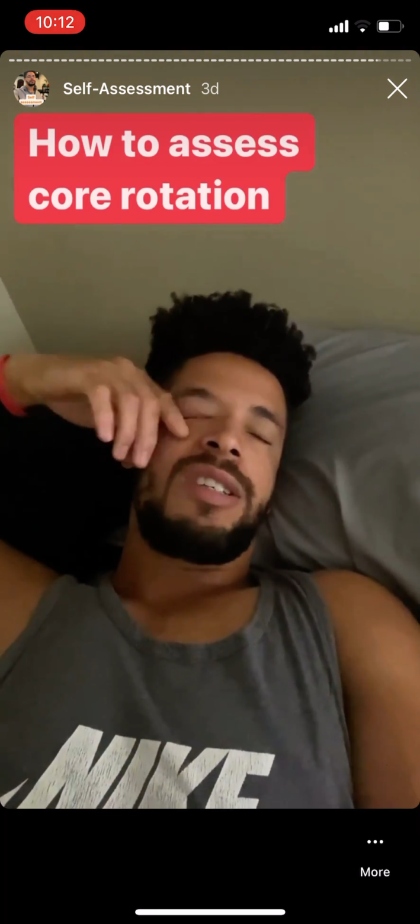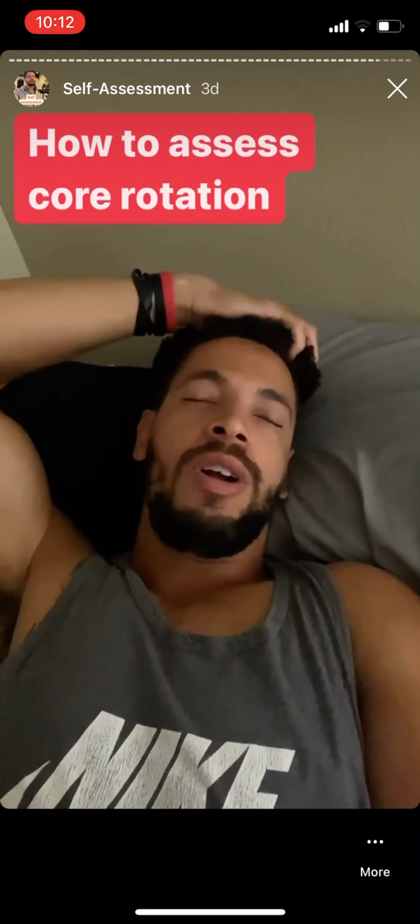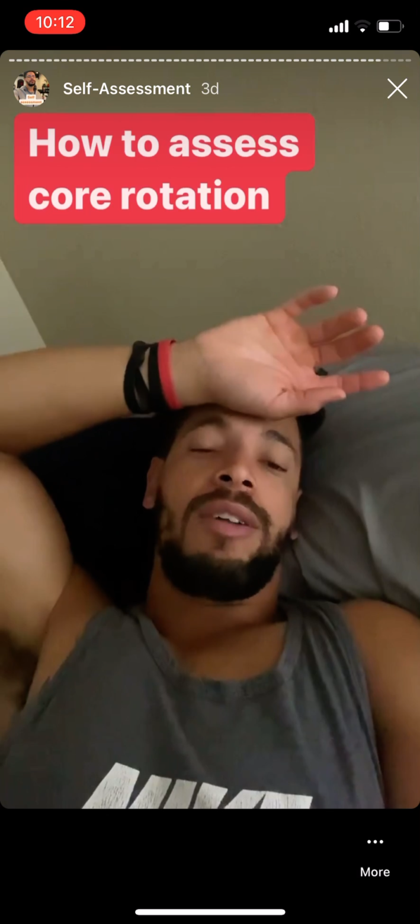So in the next story, I'm going to show you an assessment I use at times to assess a person's ability to rotate their core to determine whether or not they're at risk or currently do have low back pain.